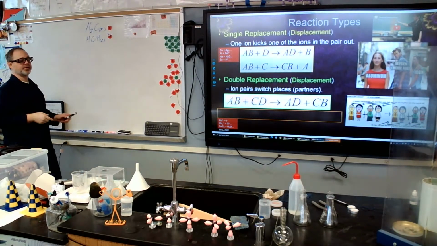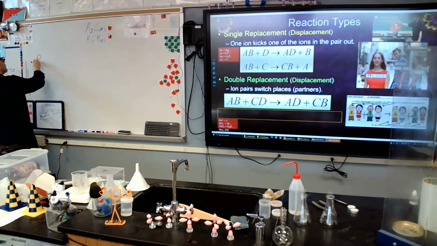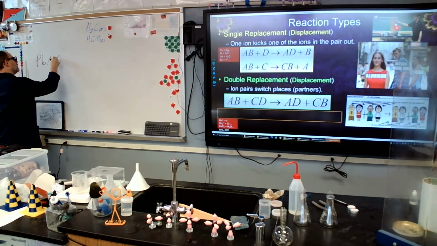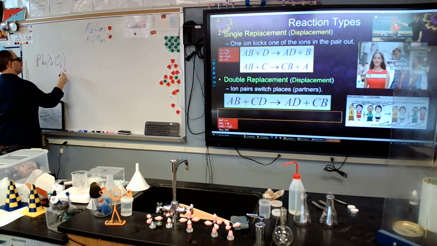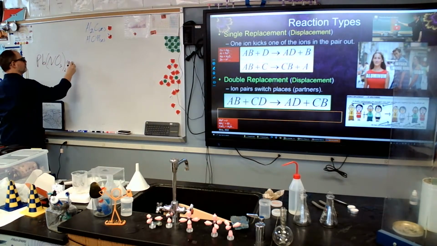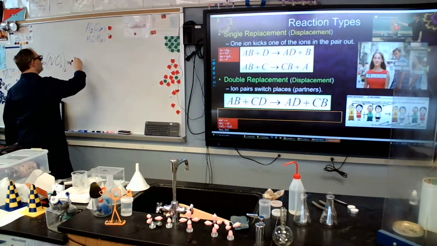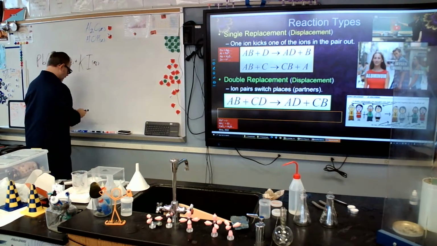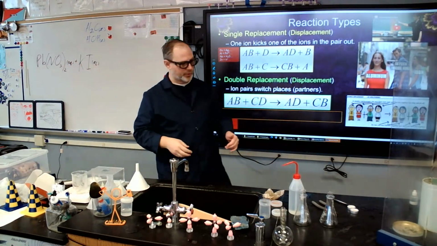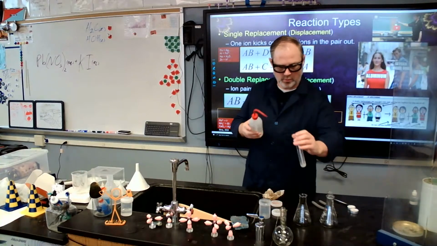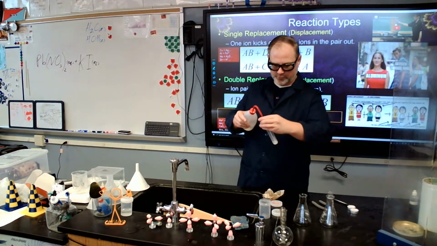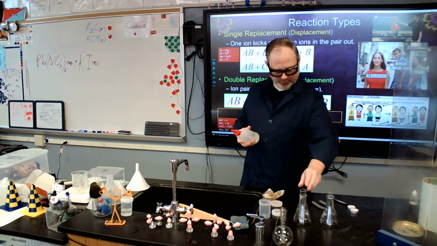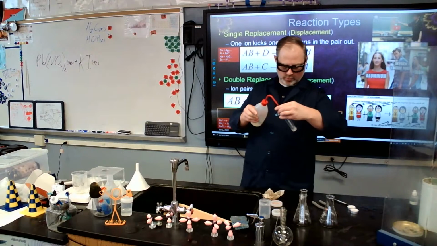So what I've got in one of those test tubes is a compound called lead-2 nitrate, and it is aqueous. And then I've got another test tube, and it's going to be aqueous. Right now it's a solid. And I'm going to use potassium iodide, and that's going to be aqueous. So right now they're solid. Remember, aqueous means dissolved in water. Let's get that stuff dissolved. Now that's aqueous. And now that's aqueous.